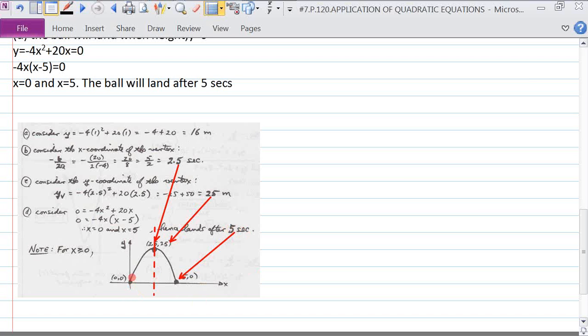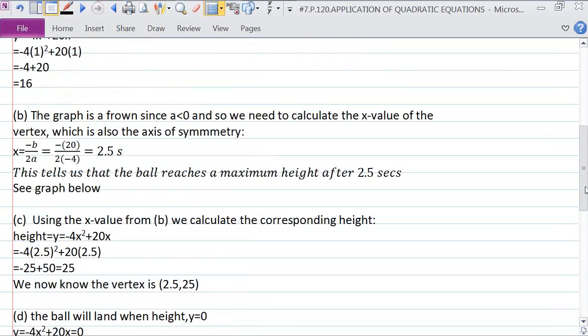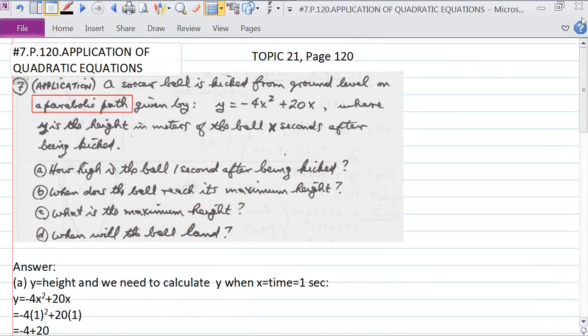But the key thing is to realize the ball is going up like this, reaches its maximum height, and then comes back down. And this is where it reaches the ground after 5 seconds. So notice that you're not going to draw this graph below the x-axis. That's why this is here, because a ball will never have a negative height. So you're not going to continue this down here, because that means it falls below the ground. So this completes our discussion on page 120.